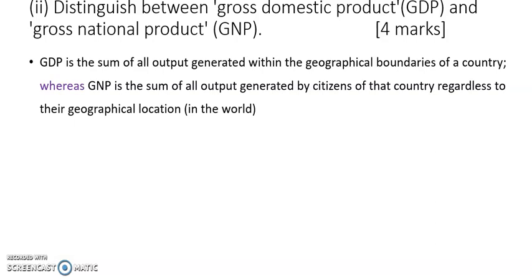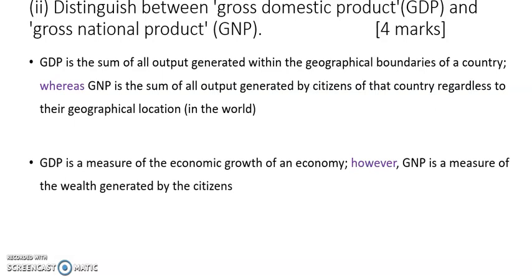Another distinguishing feature is that GDP actually measures the economic growth of the economy, right? How that country's economy grew from one year to the next. However, GNP will measure the wealth generated by these citizens from one year to the next.